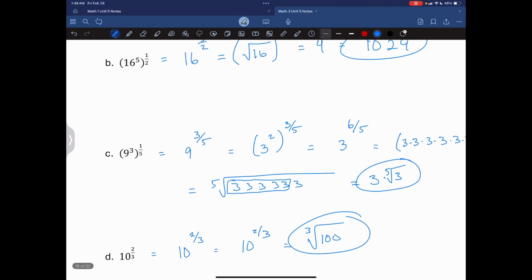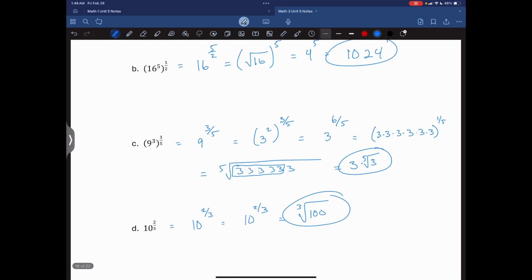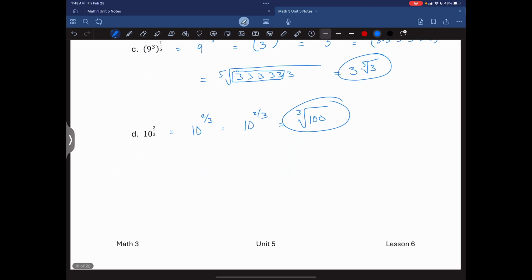Okay, so sometimes, hopefully most of the time, they are going to reduce. But sometimes you're going to be left with a remainder. You can pull some out. Sometimes you're not going to be able to pull anything out. And that is the notes for lesson 6.